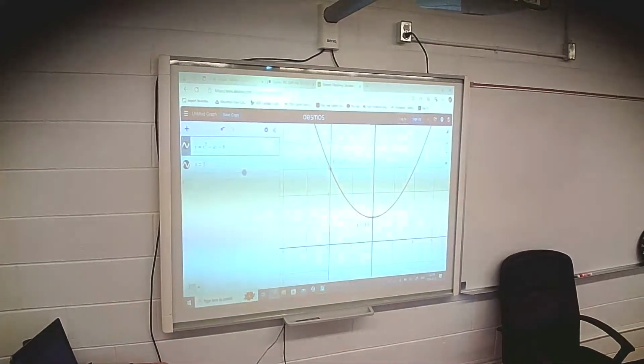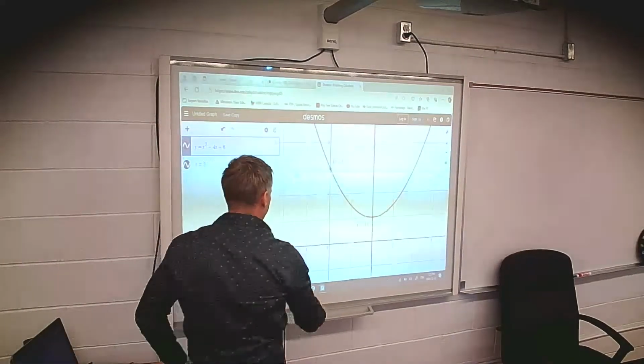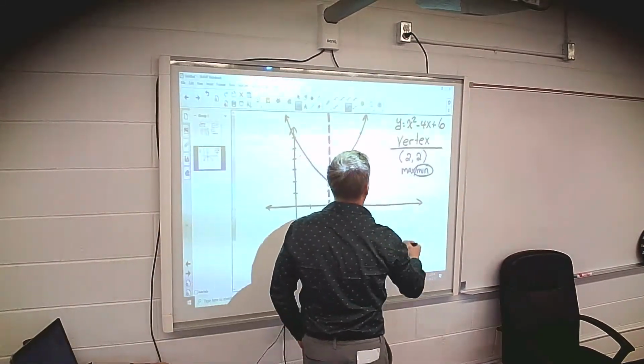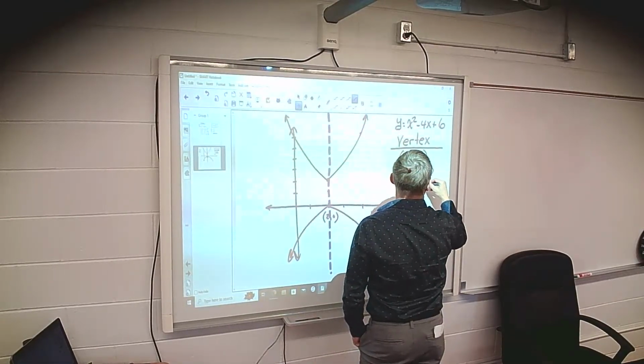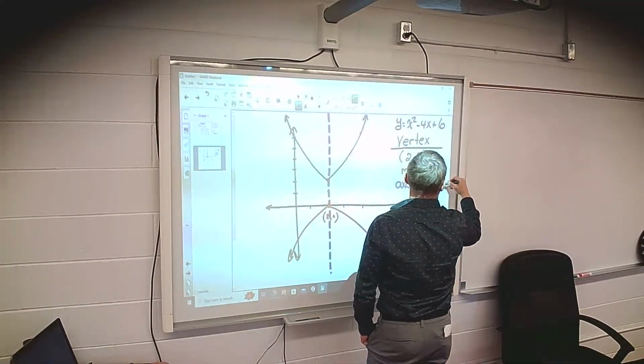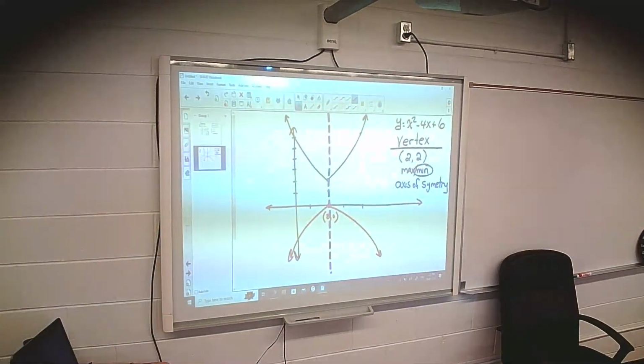Because it's symmetrical, the distance away from the vertex is going to be the same on both sides. The y value will also be the same at that point because it's symmetrical. All right. This imaginary line has a name. It is called the axis of symmetry. And what you need to know about the axis of symmetry is what is the equation of that line.